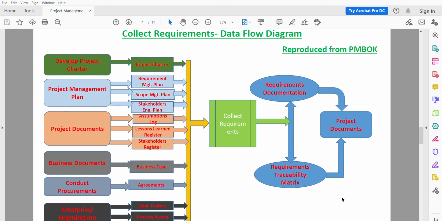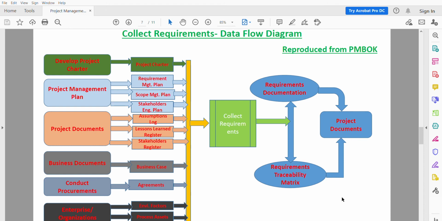So the inputs are the project charter, and we talked about this before, the project management plan, the project documents, which are the assumption log, lesson learned register, stakeholder register, business documents, which are the business case, agreements and contracts, enterprise environmental factors, and organizational process assets. And we talked about these actually in the first section of this presentation.